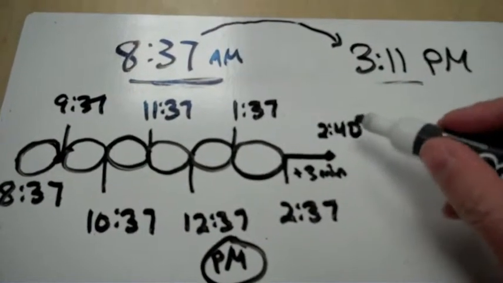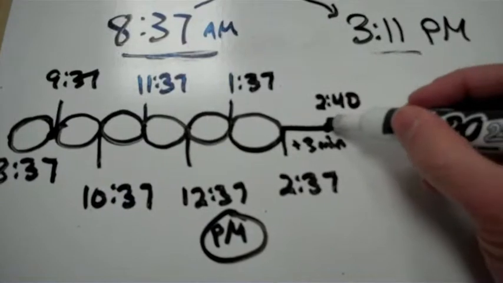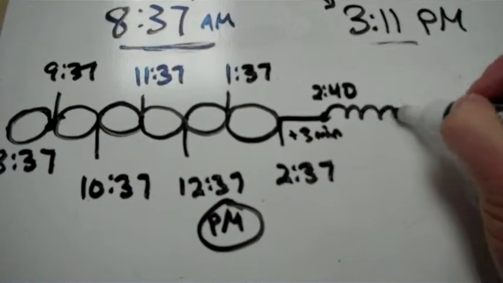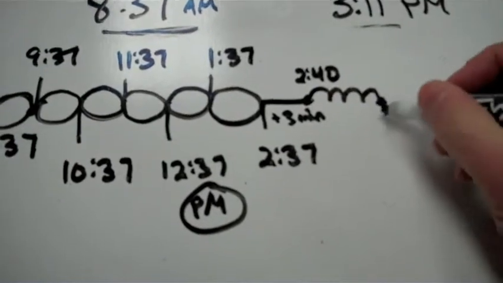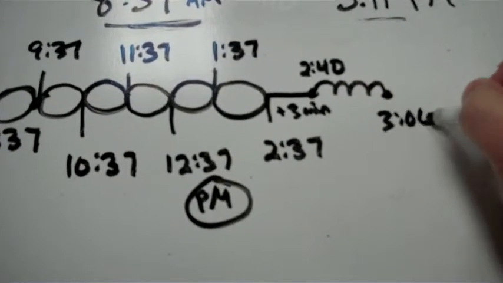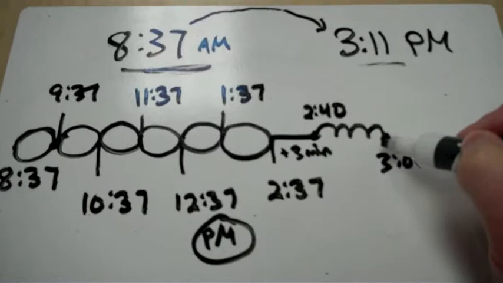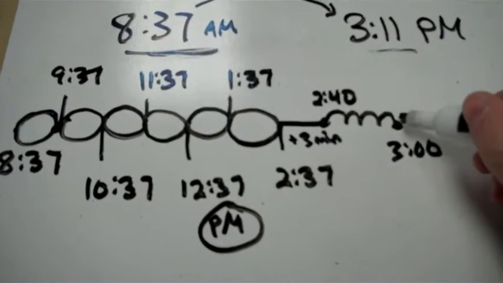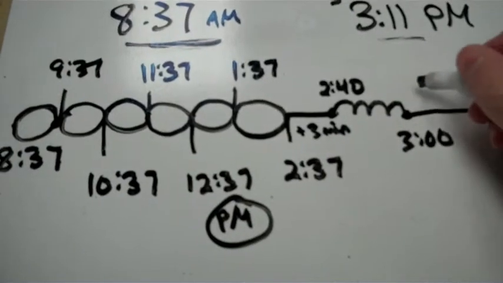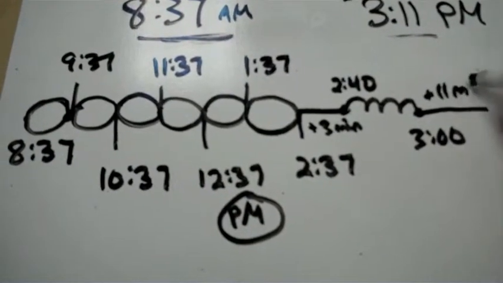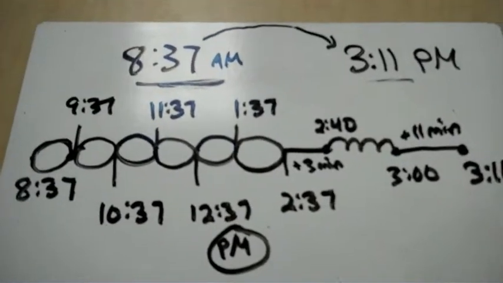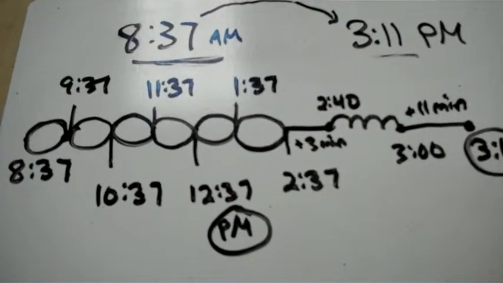Now that I'm at 2:40, I can really count by fives. 2:45, 2:50, 2:55, 3:00, or as we say, 3 o'clock. Counting by fives brought us to 3 o'clock, and now we just need to get to 3:11, and we know that that's 11 minutes. We've reached our ending time.